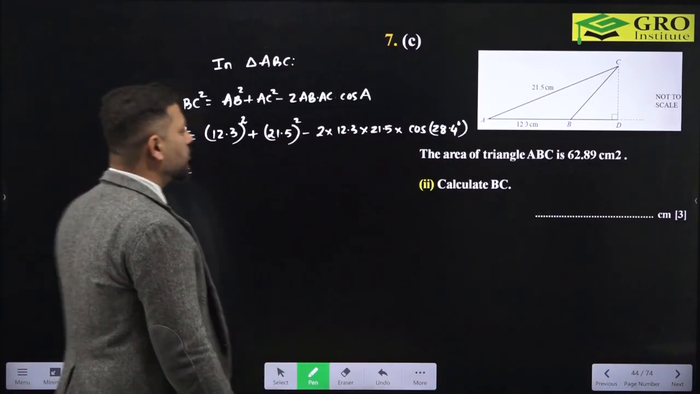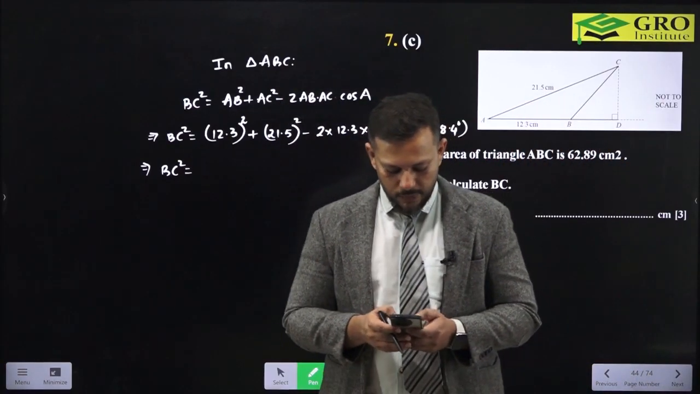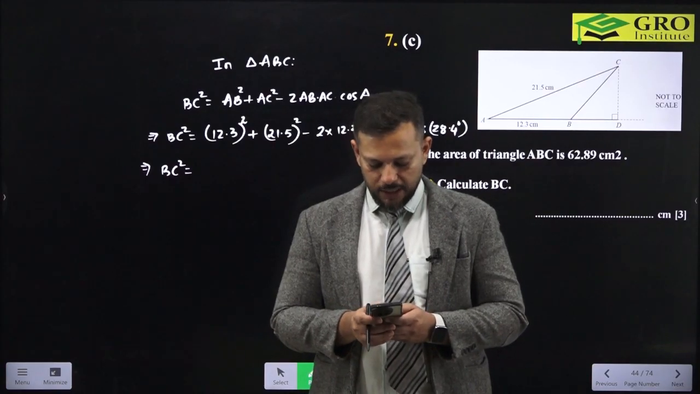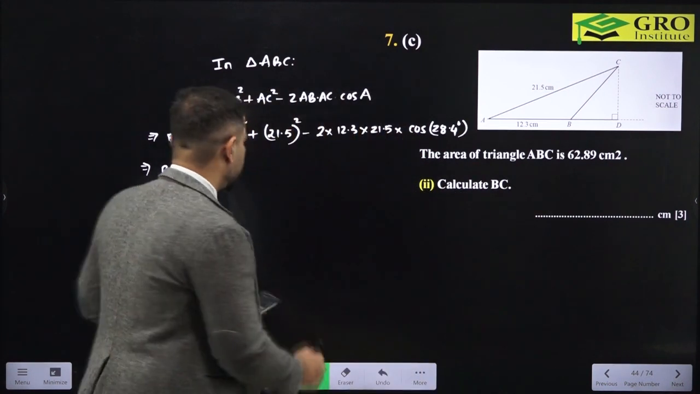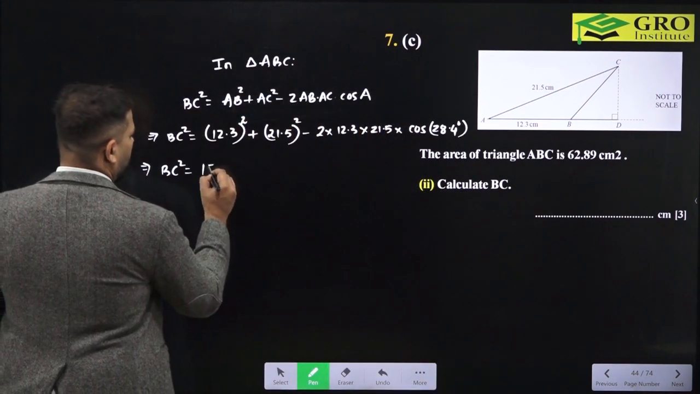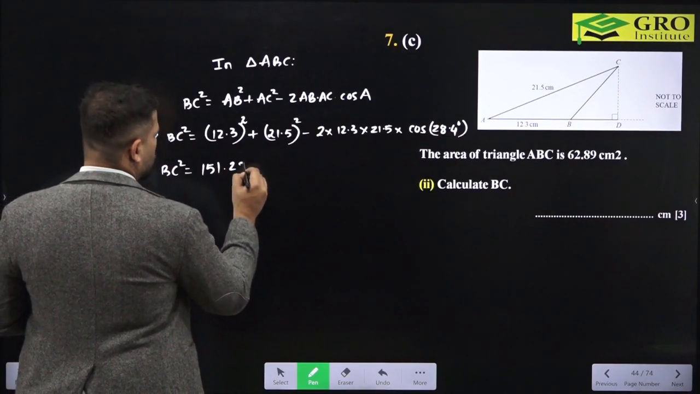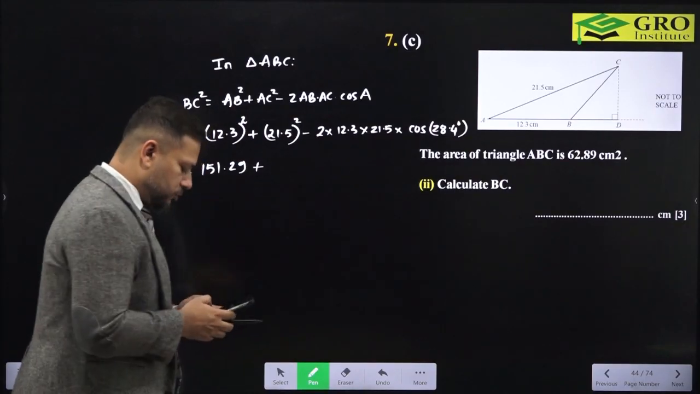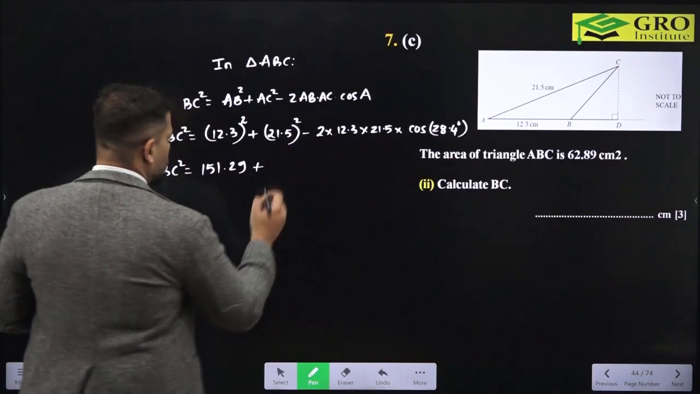What will be 12.3 square? Let us quickly use our calculator to get the values. So 12.3 square would be 151.3, or we will take it to 2 decimal places, 151.29. This is the square of 12.3, added with the square of 21.5. So 21.5, its square is 462.25.